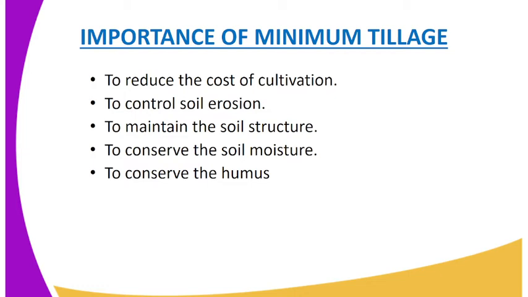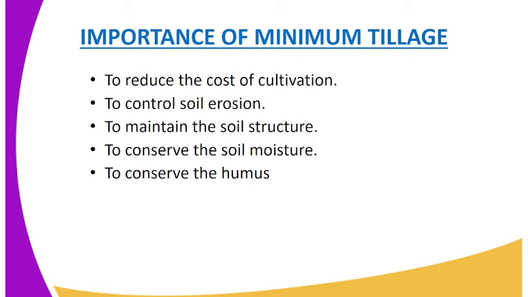Then number two, you will control soil erosion, and since the soil is not disturbed as a result of carrying out minimum tillage, it means that the soil does not become loose, and therefore it is not vulnerable to soil erosion. Then the third one, to maintain the soil structure. The fourth one, to conserve the soil moisture, and lastly, to conserve the humus content in the soil.